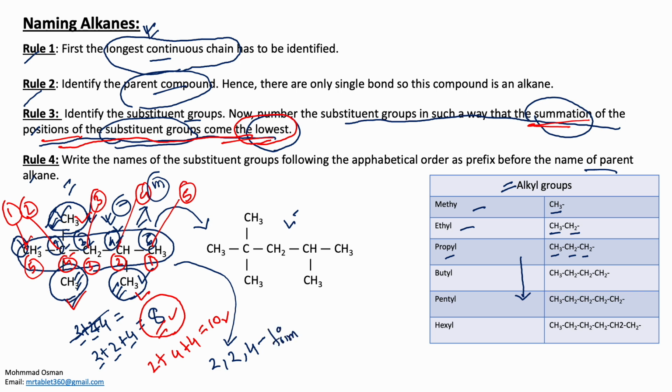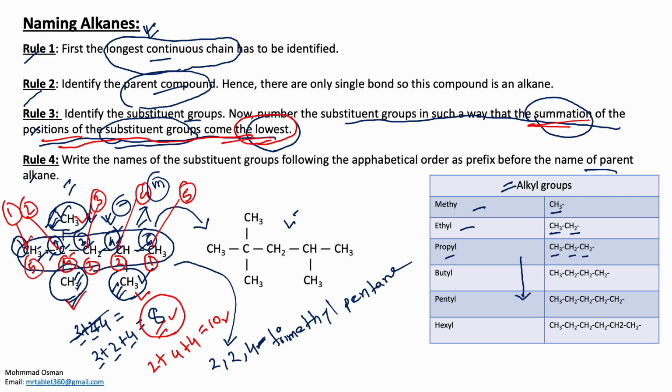Why trimethyl? Because we have 3 methyl groups. All right, that's why trimethyl. And don't forget to put this hyphen between a number and a word while naming organic compounds. 2,2,4-trimethyl, and the longest chain contains 5 carbon. So definitely 2,2,4-trimethylpentane.